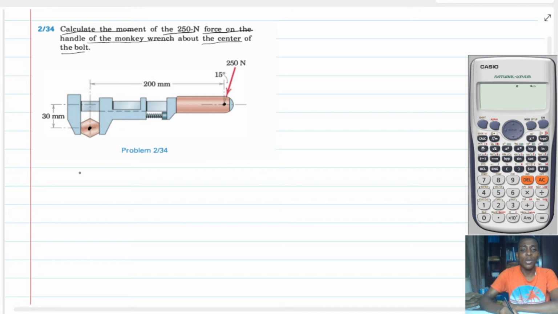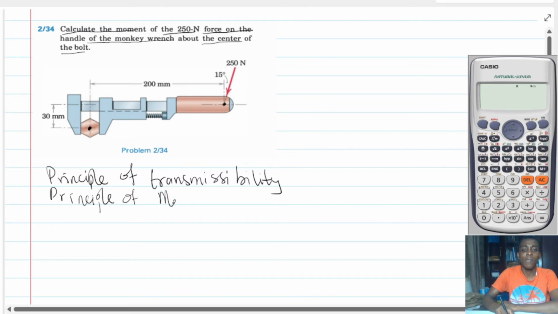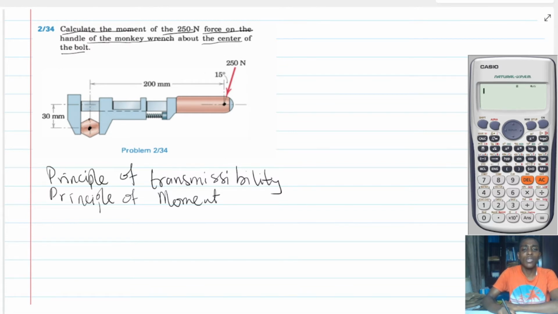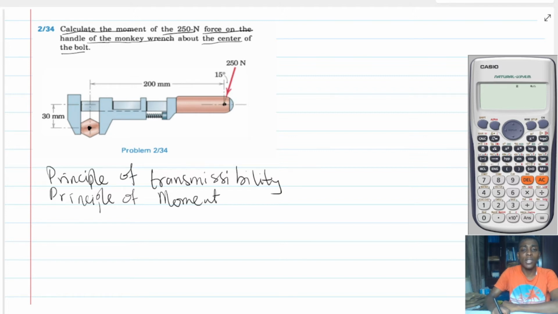So we can use the principle of transmissibility and then the principle of moment. All right, so let's begin. Now the principle of moment is saying that to find the moment of the 250 Newton force about the center of the bolt, we have to resolve. So let's resolve this force into x and y components.